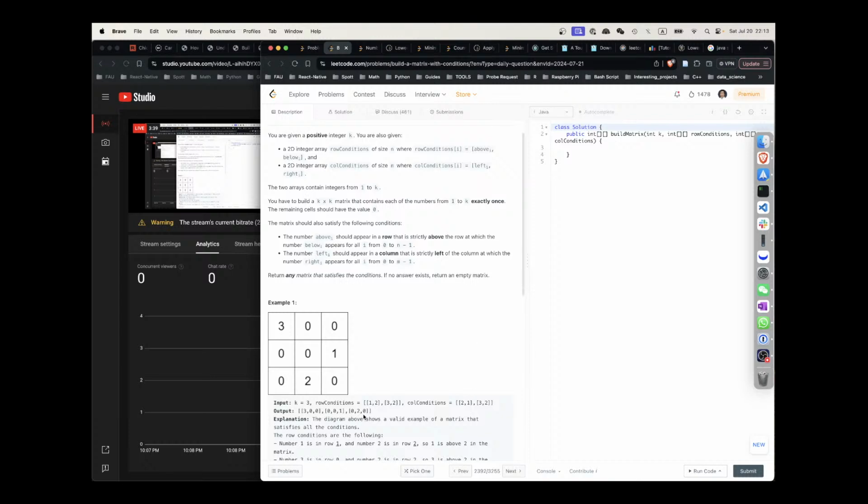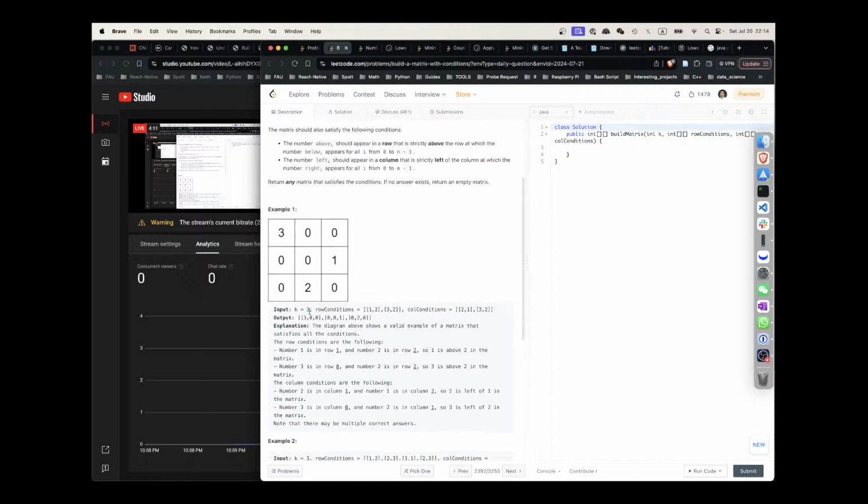Okay. So basically 1 must be above 2, 3 must be above 2. The relationship is just between these. Like 2 must be to the left of 1, 3 must be to the left of 2. You could have said it in a different way, but this is just way hard. The number left should appear in a column that is strictly left of the column at which the number right appears. Yeah, that makes sense. So basically it's 3 by 3. So 1 must be above 2, 3 must be above 2. And then 2 must be to the left of 1, 3 must be to the left of 2.